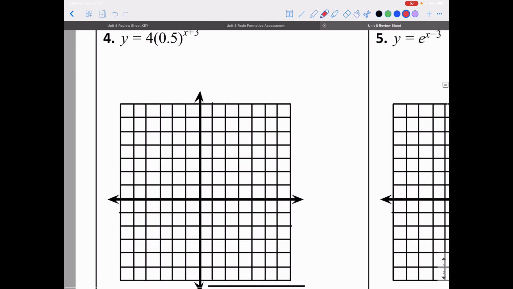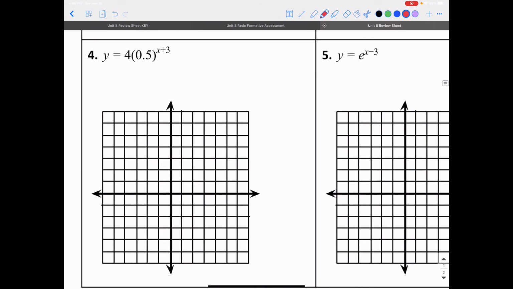For number 4, the transformations that I see here are, I have this +3 in the exponent, and that means I'm moving from the parent function left 3. And if I move left 3, that's going to affect my x values. I'm going to subtract 3 from all my x values.